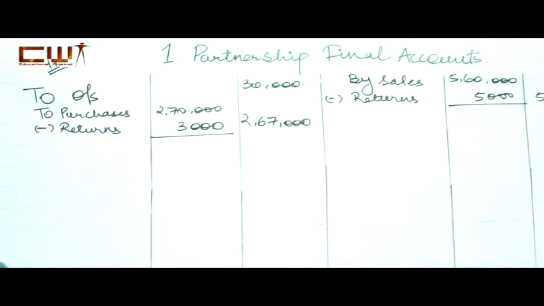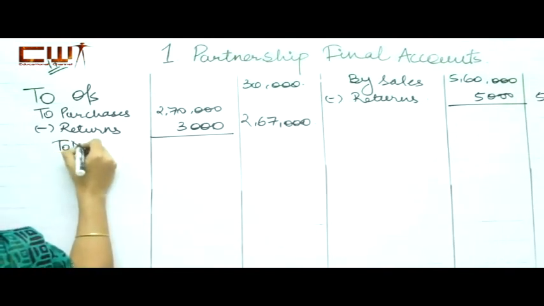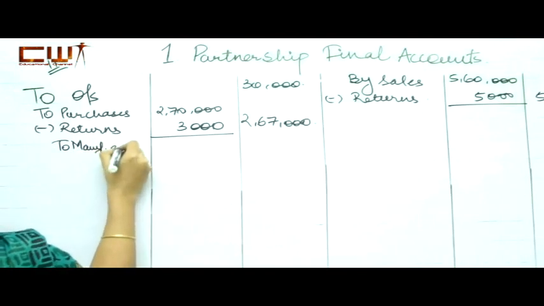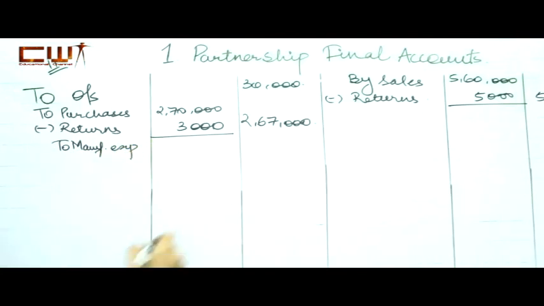You have the import duty. Import duty, then you have the manufacturing expenses, first of all, manufacturing expenses 21,500. To manufacturing expenses 21,500.